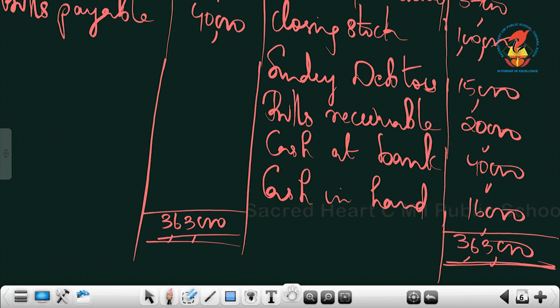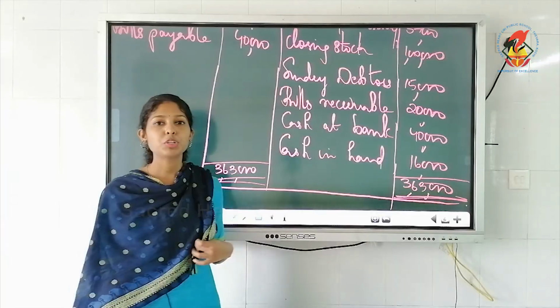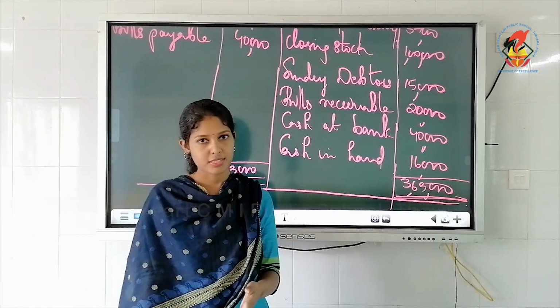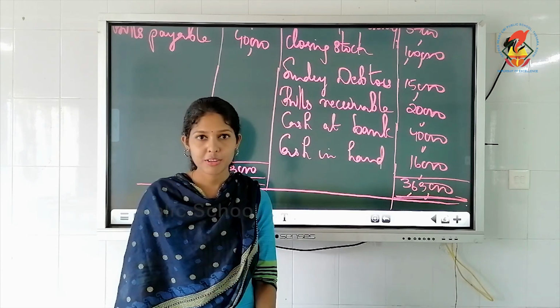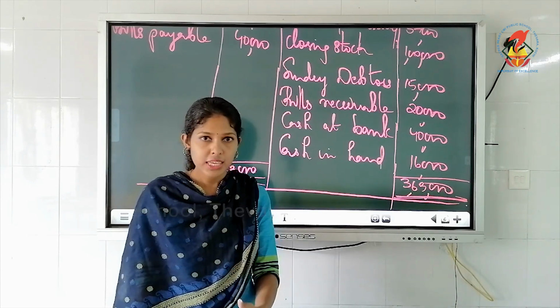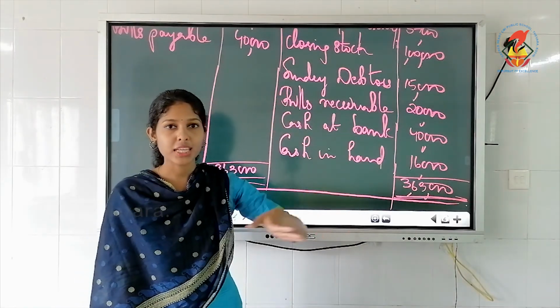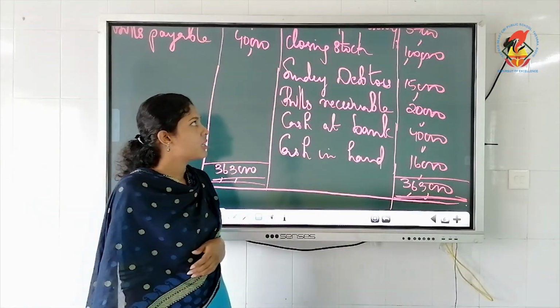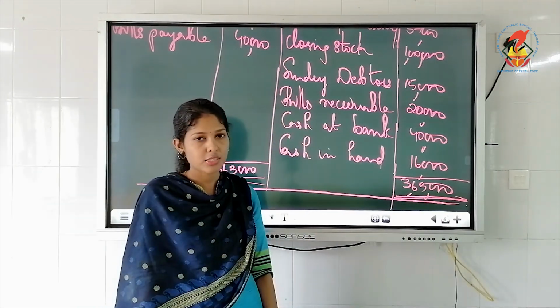So this is how you have to do a comprehensive question. It's easy, but be very careful, don't make any careless mistakes. Suppose you forgot to write closing stock, that will be the usual item missed, because it's not given inside the trial balance.